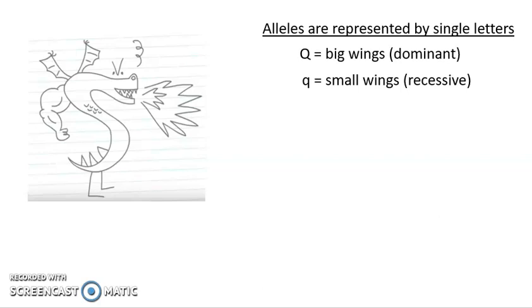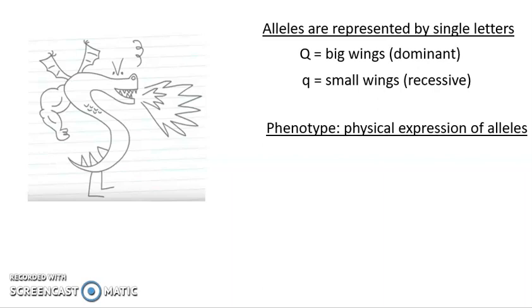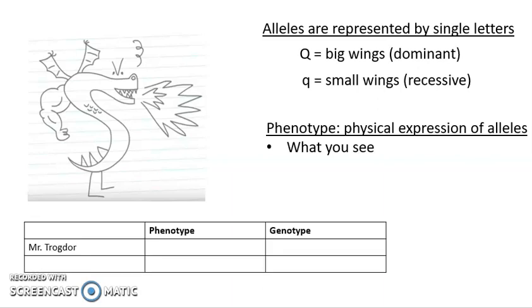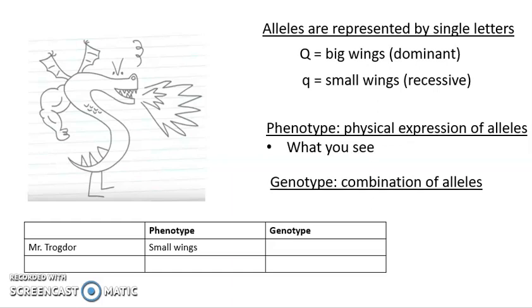Each Trogdor has 2 alleles for wings, one from each parent, received at the moment of conception. Let's say that Mr. Trogdor has small wings. That's his phenotype, the physical expression of alleles. It's what we see. His genotype, let me make a little table here. Phenotype is small wings. His genotype is a combination of alleles. It tells you what combination of alleles they have. It's always going to be 2 letters.